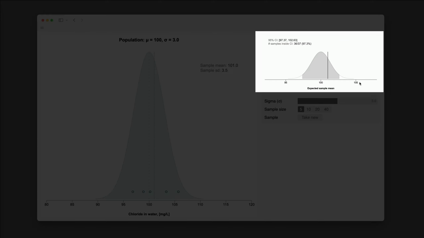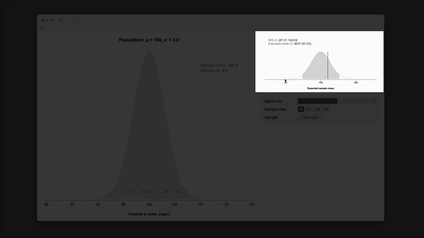In statistics, there is a central limit theorem that tells you that average values are normally distributed regardless of what distribution the population has. So this is a normal distribution, and you can see that for this sample size of 5, we can expect that the average of the sample will be around 100. It will be around the true population average.